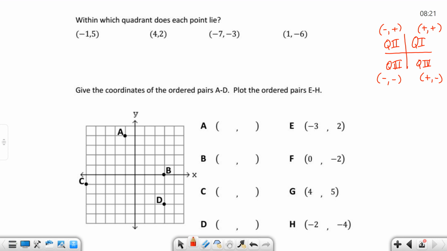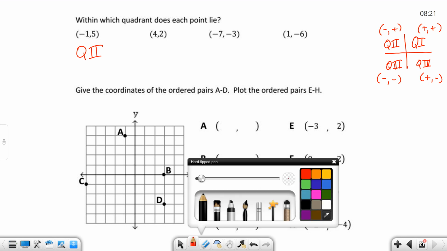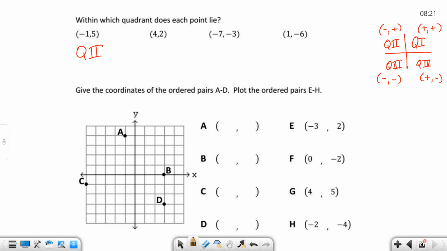So here, this point is negative 1, 5. So negative comes first, negative 1, 5, and then 5 is positive. That's going to be which quadrant? That is quadrant 2. All right? And then what about the next one? 4, 2. They're both positive, right? And if you want to, you could say plus, plus if you wanted to. And that is quadrant 1, right?